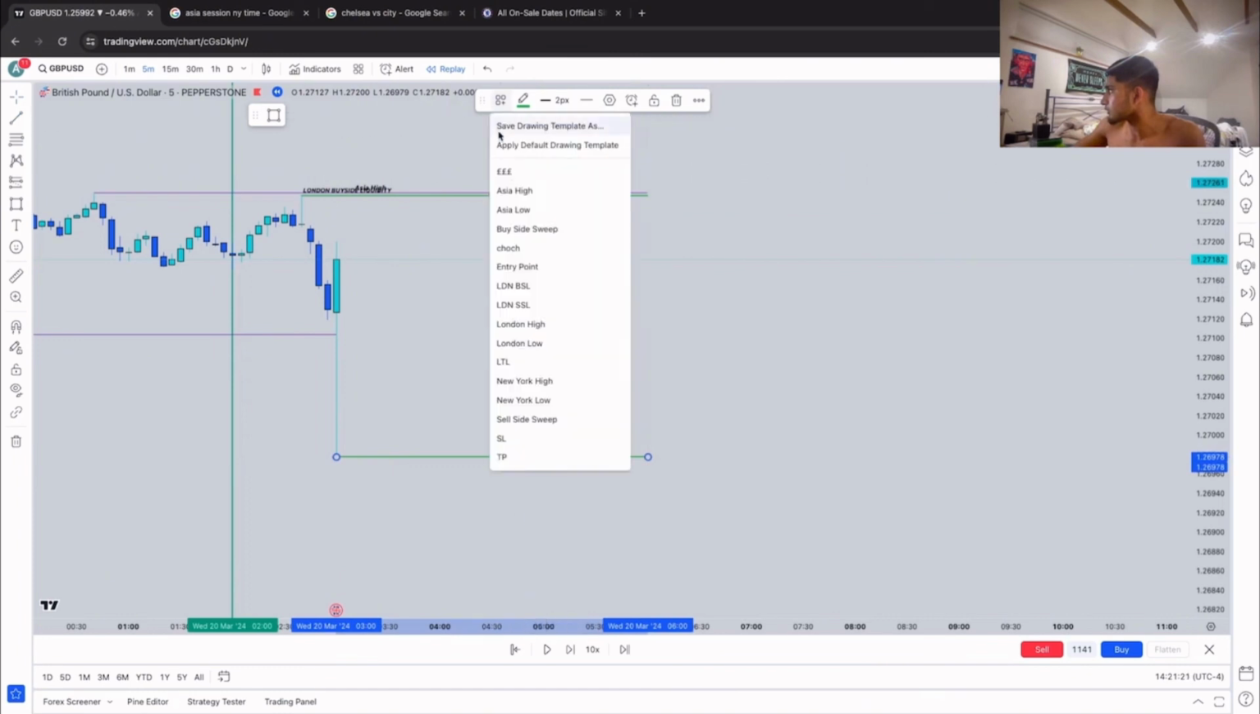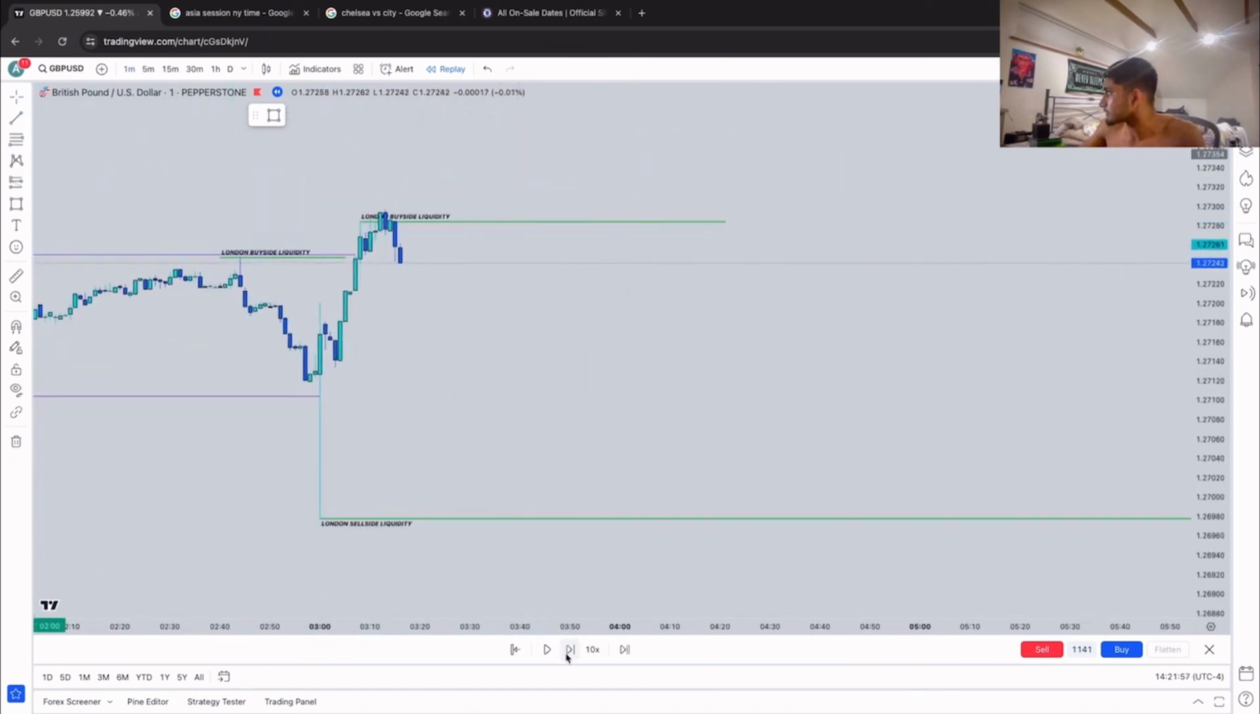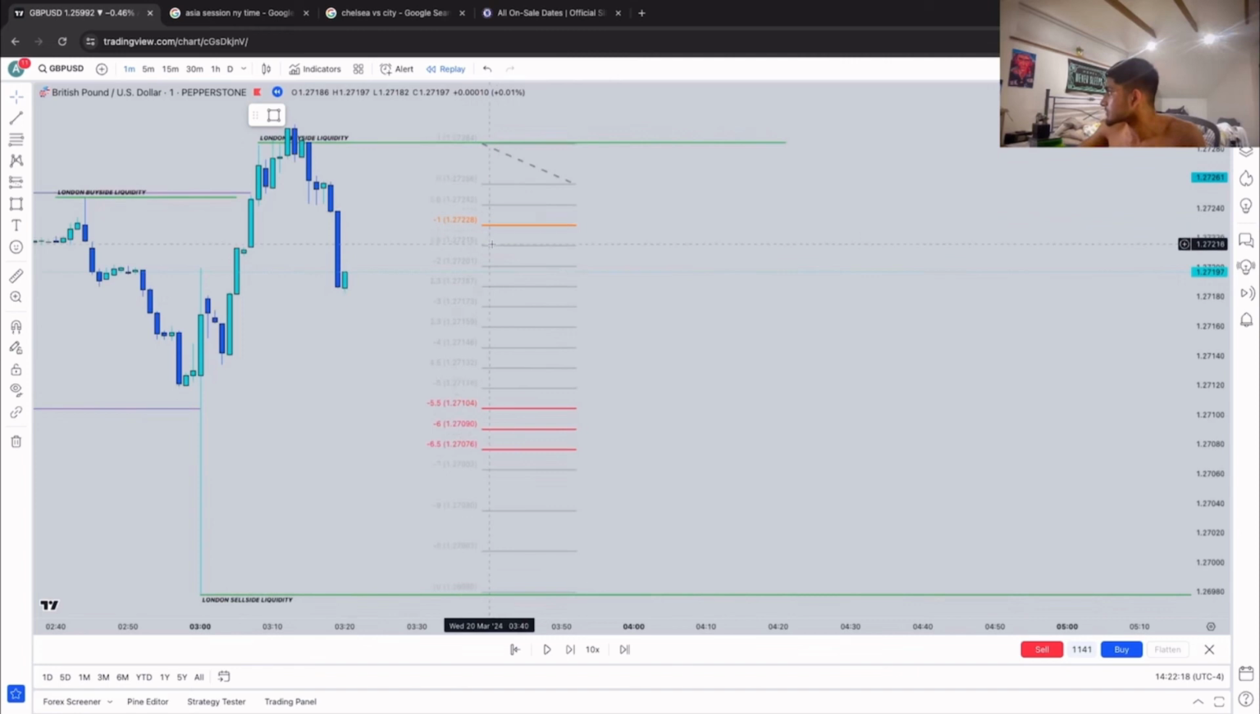London sell side is now at the bottom of this wick, and price is respecting the buy side. Numerous fair value gaps forming. So now this is where we get our retracement tool. Identify the best fair value gap.